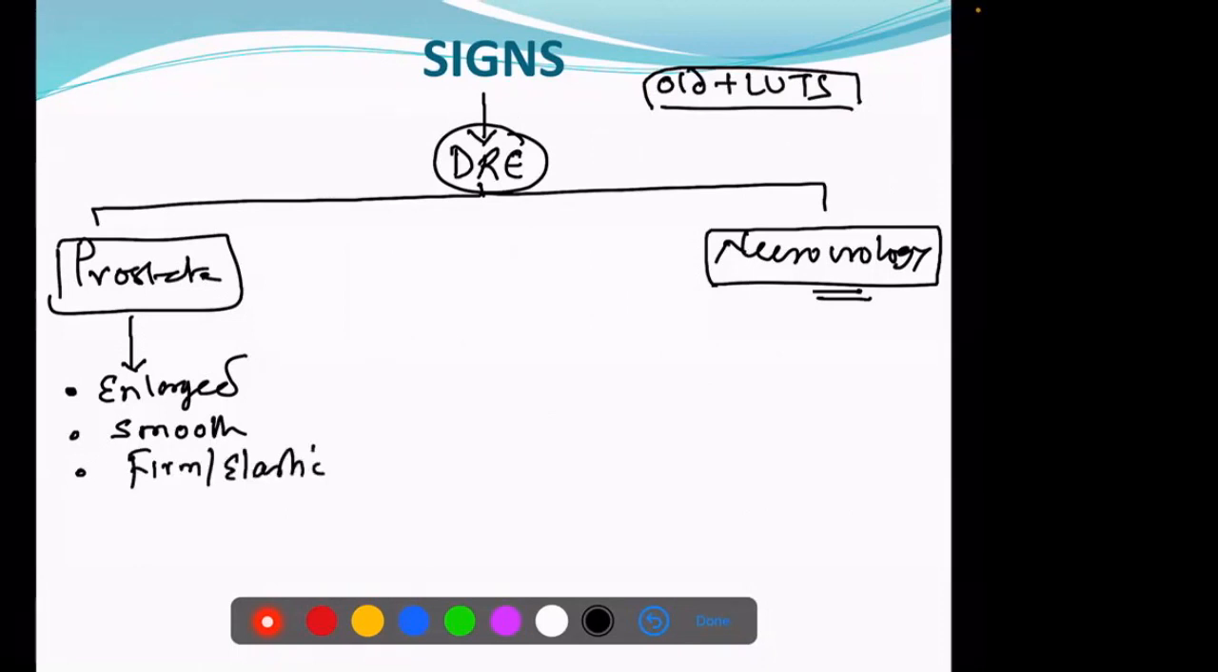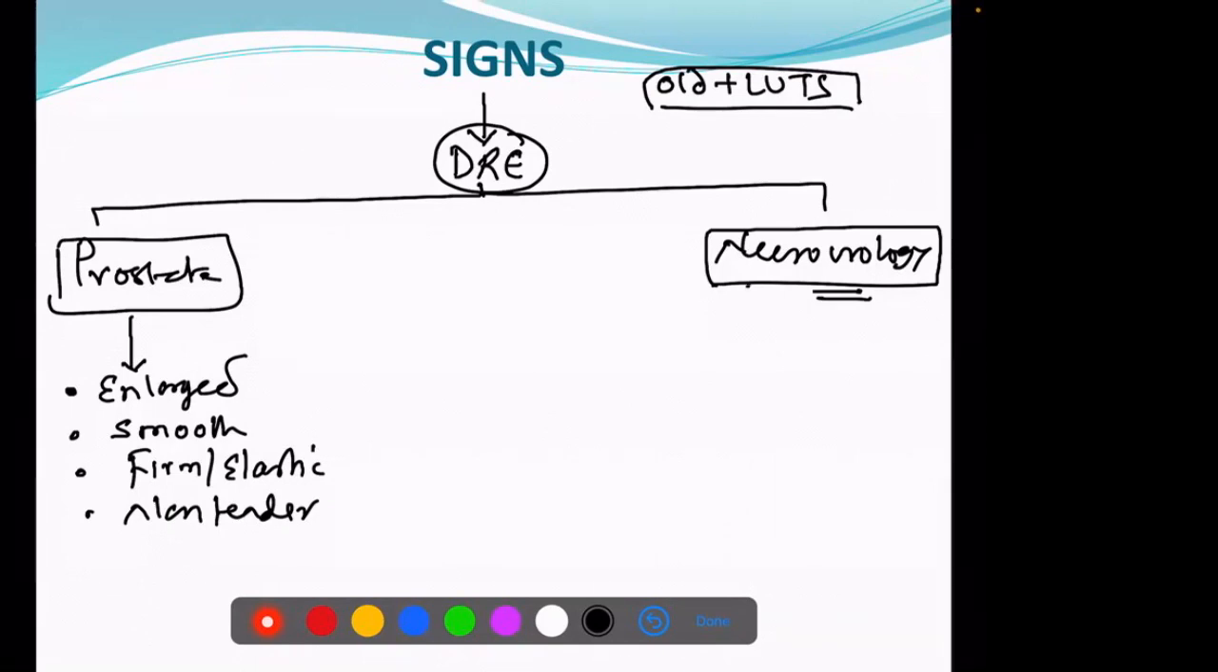Hard in cancer, soft in abscess. A painless hard prostate indicates cancer prostate. A painless firm prostate indicates BPH. Non-tender, so it is not painful. So once you do a DRE, if you find these characteristics of the prostate, it could be BPH.